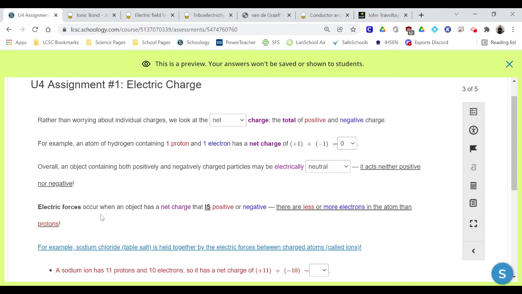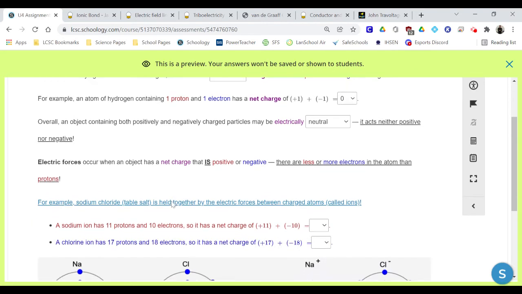Okay. Now, when you do have something pushing or pulling on something with electric forces, that comes from having a net charge that is positive or negative. When you have a little bit more positive or a little bit more negative charge, that causes some push or pull on things. That isn't canceled out when you add them all up in the net charge.